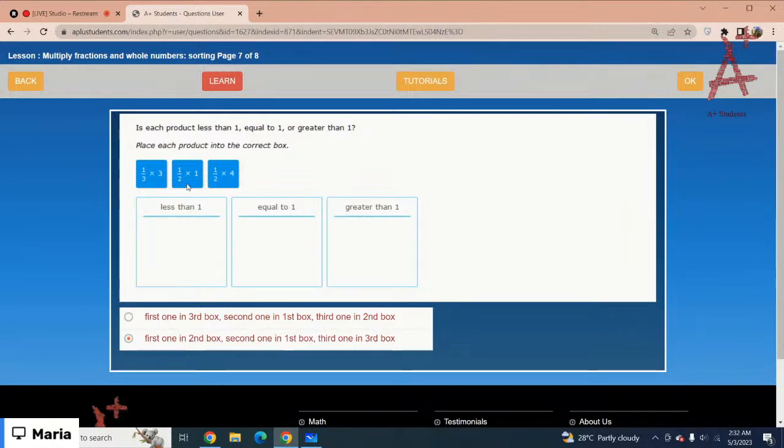Okay, 1 over 2 is less than 1. It would be in the first box. And it would be greater than 1. It would be in the third box. So option number 2 is the correct option.